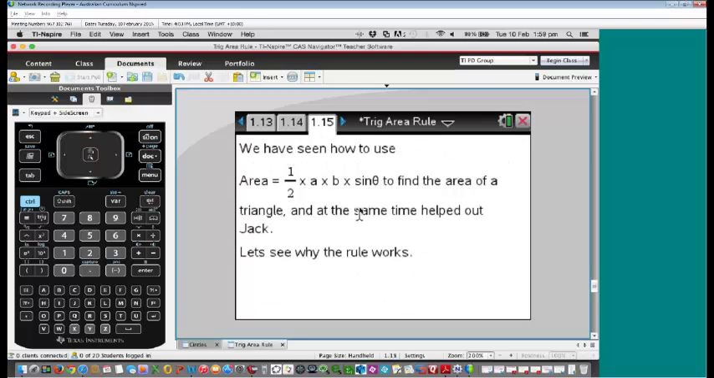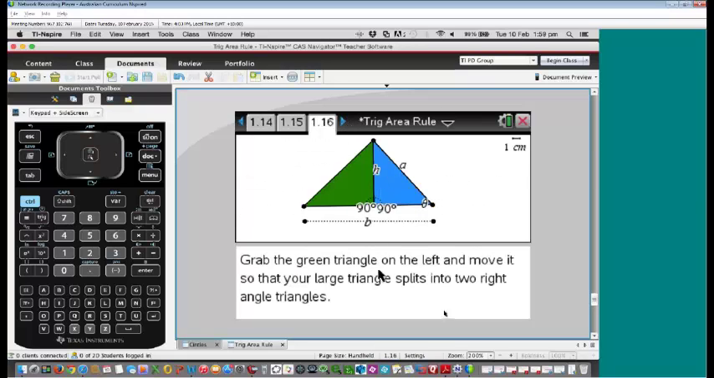Now, this is the part that I always like to reinforce to students, that there's a reason, there's mathematics behind why we're doing this. So we've now seen that this works and it gives you the right answer. But now, and again, the handout takes you through and explains to the students what they need to be doing. It actually talks about, well, why does this rule work?